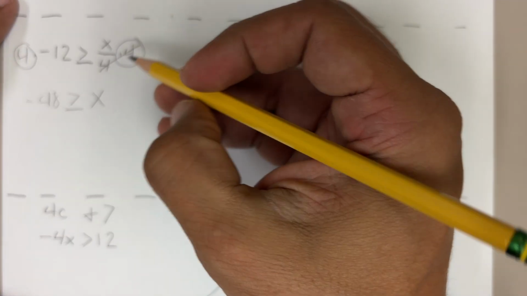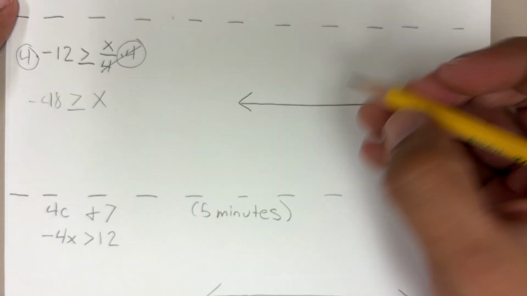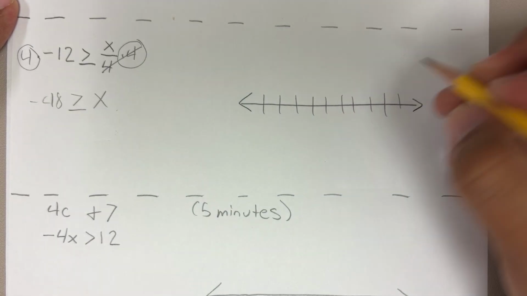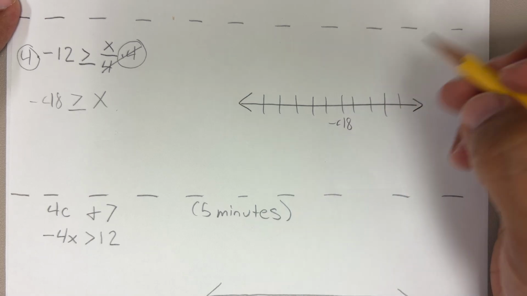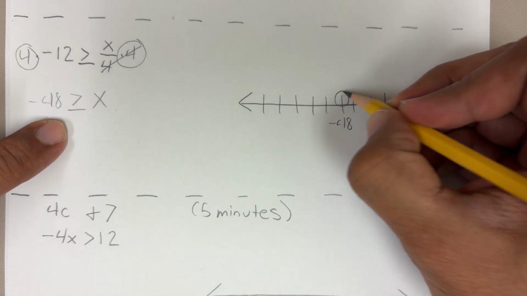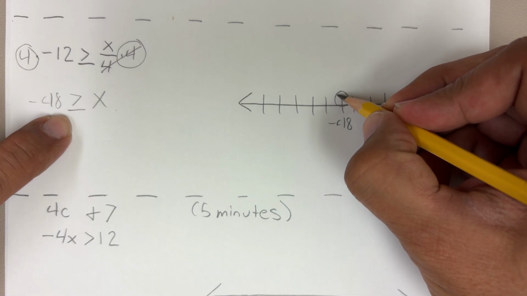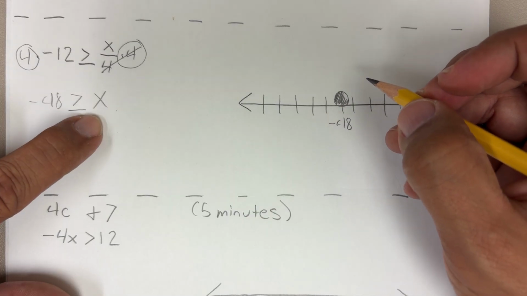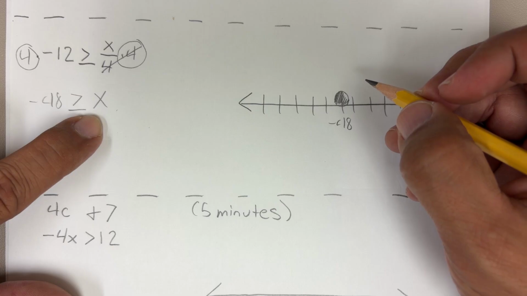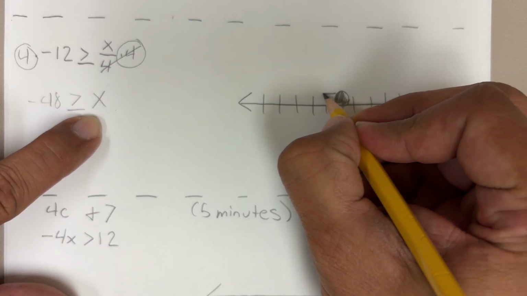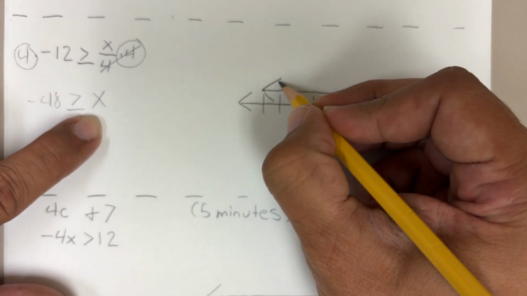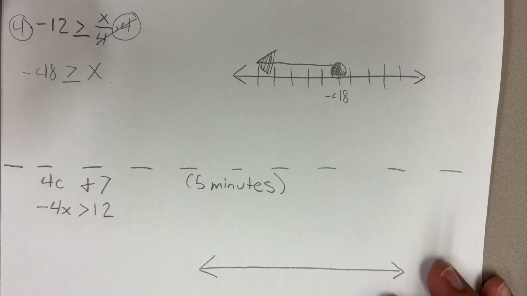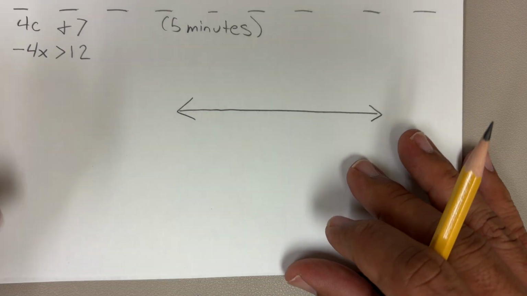Okay, so we find negative 48, so we're looking at the number line. Negative 48 should be somewhere. Then you're going to be making a circle. It's going to be closed because it's underlined. And the letter is not being eaten, okay? Which means the letter is less.